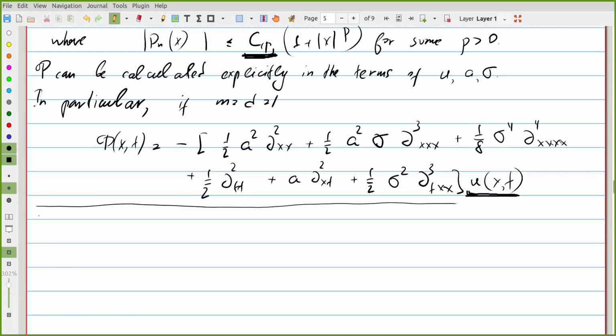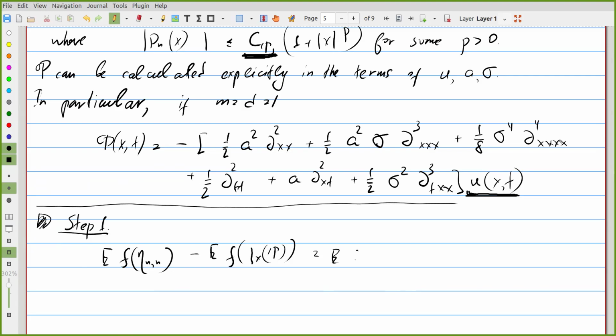So I'm not going to give you a full proof because it's lengthy, but let's discuss the idea and main steps. Step 1. This is a standard trick. We want to consider this minus this. This is what we care about. And this can be written minus, just by the definition of what this is and what this function is.